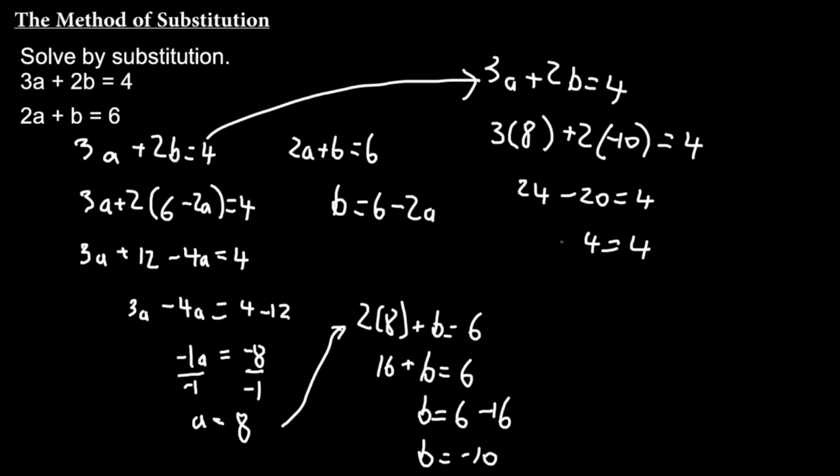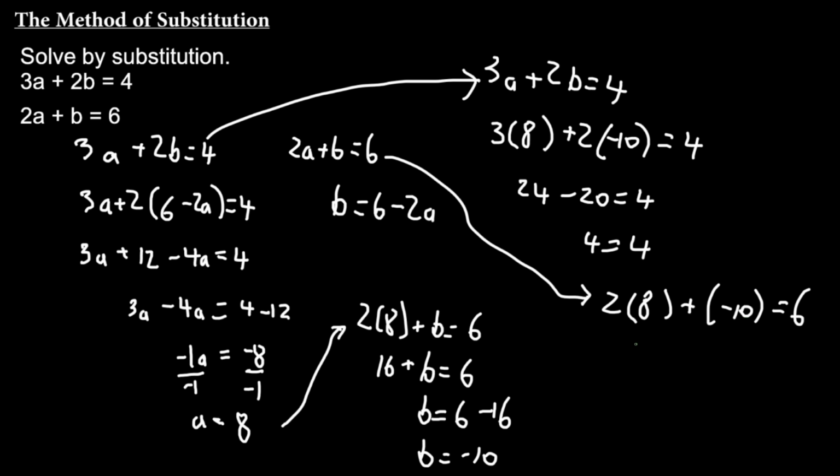And now to check once more for our second equation, 2a plus b equals 6. 2 times a is 8. 2 times 8 plus b is negative 10, plus negative 10 equals 6. 2 times 8, 16. So whenever it's positive negative 10, it just means negative 10 equals 6. Now this is 6 equals 6. Therefore, our final answers should be correct. A equals 8 and b equals negative 10.